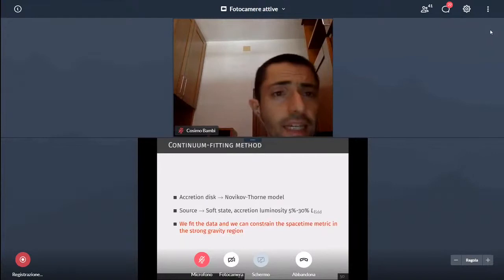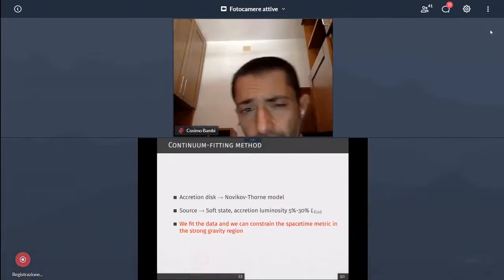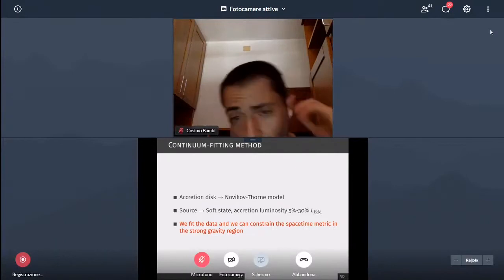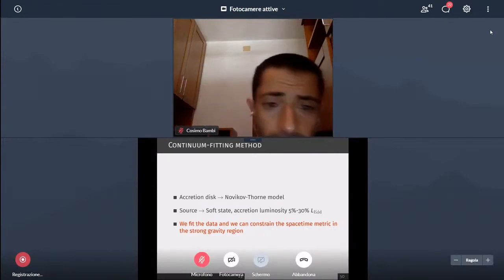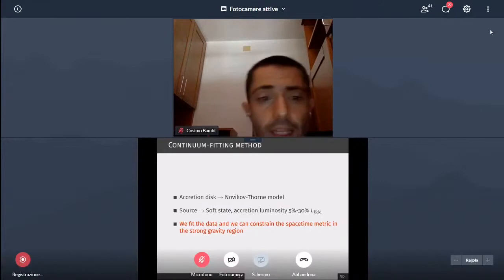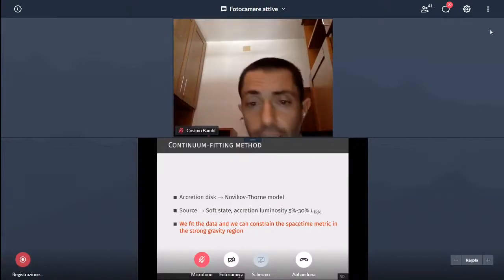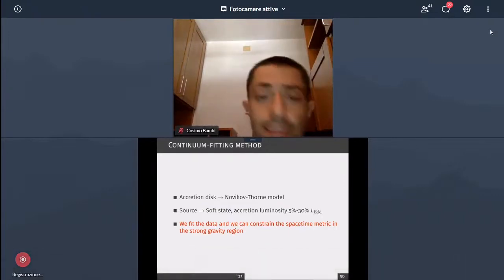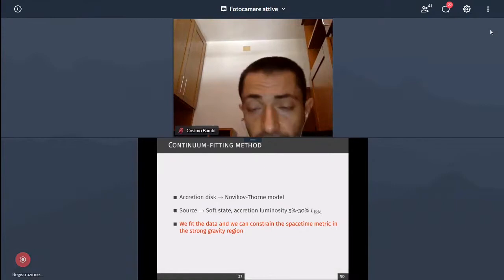In the case of a continuum fitting method, we have something similar. You have an astrophysical model, which is normally the Novikov-Thorne model, and there are several parameters. The final result depends also on the space-time metric. For this reason, if you assume Kerr, you can measure the black hole spin. If you don't assume Kerr, you have some extra parameters, and these extra parameters can affect the final result.